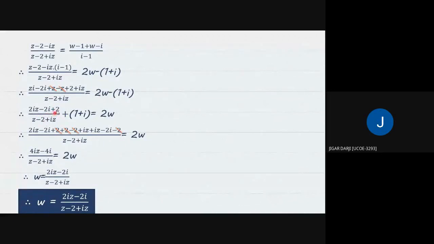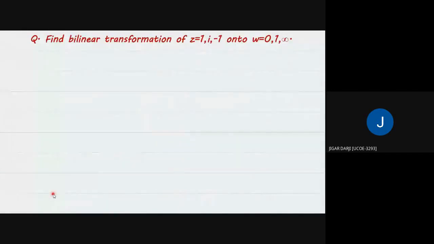Minus 2i plus 2 divided by (z minus 2 plus iz) plus (1 plus i) equals 2w. So (2iz minus 2i plus 2) plus (2 minus 2 plus iz) plus 2i minus 2 divided by (z minus 2 plus iz) equals 2w. So we get (4iz minus 4i) divided by (z minus 2 plus iz) equals 2w. Therefore, in the final solution, we take 2 common on both sides. So w equals (2iz minus 2i) divided by (z minus 2 plus iz). So here's the solution, and now we'll move on to the next sum. Next slide.